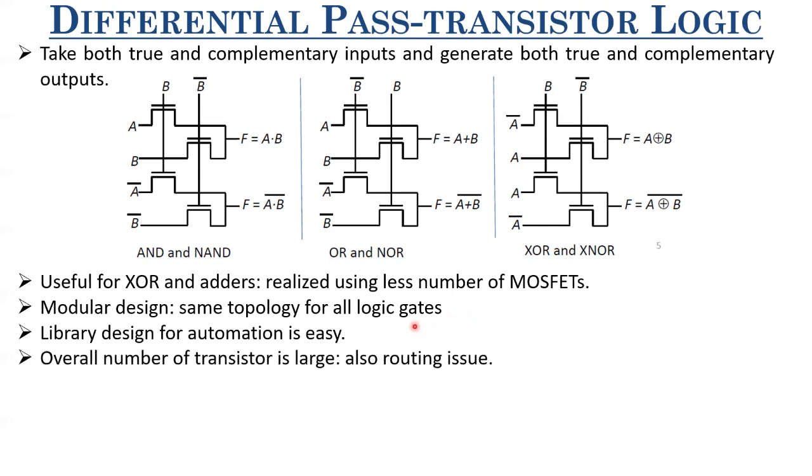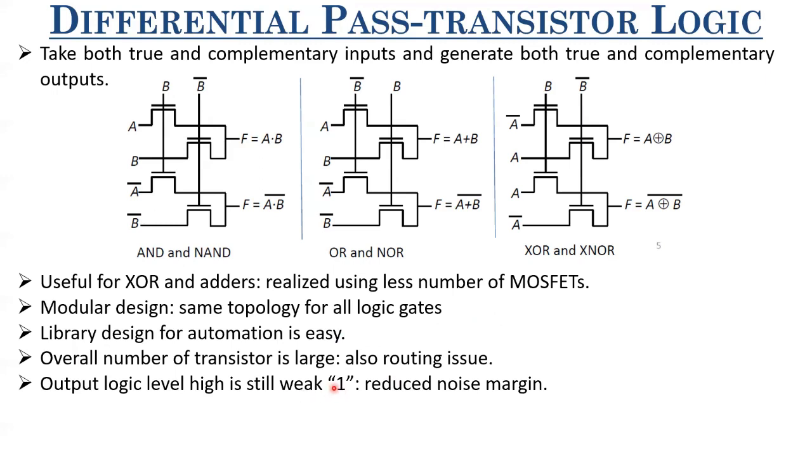However, as I told you, think judiciously or rationally. Since A and A bar are both there, and all the inputs have to be present in complementary form, the number of transistors and inputs is large. So there's this routing issue, right? And the output here is still a weak one, because you are only talking about NMOS. So the output will also be whatever value you apply here minus VT. Since the output is a weak one, VDD minus VT, the full swing is not there, and therefore you have a reduced noise margin. So these are the problems with this differential pass transistor logic.